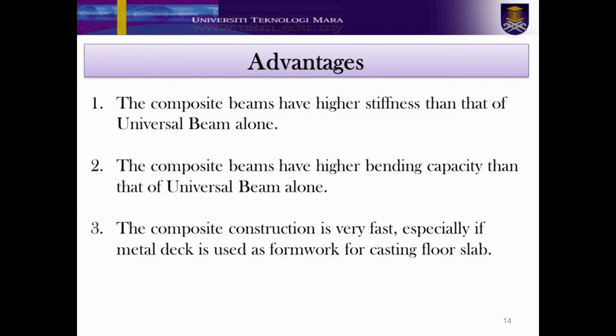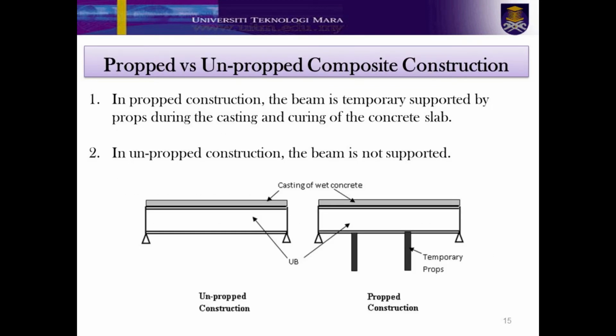Apart from that, the composite beams have higher stiffness than that of universal beam alone. The composite beams have higher bending capacity than that of universal beam alone. The composite construction is very fast, especially if metal deck is used as formwork for casting floor slab. There are two types of composite construction method, namely propped and un-propped composite construction. In propped construction, the beam is temporarily supported by props during the casting and curing of the concrete slab. In un-propped construction, the beam is not supported.